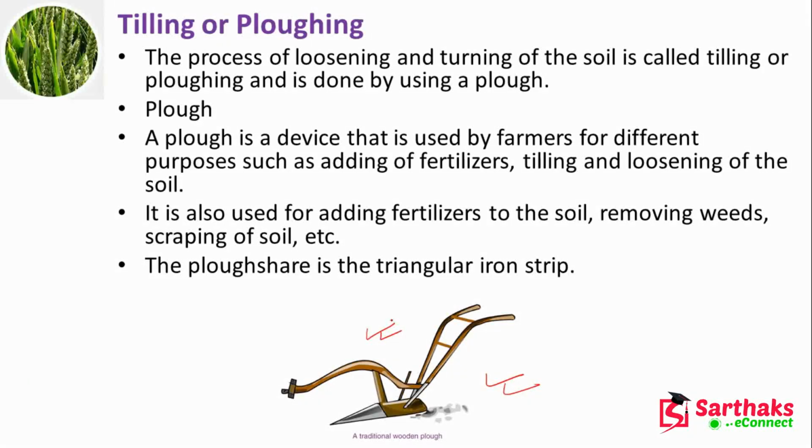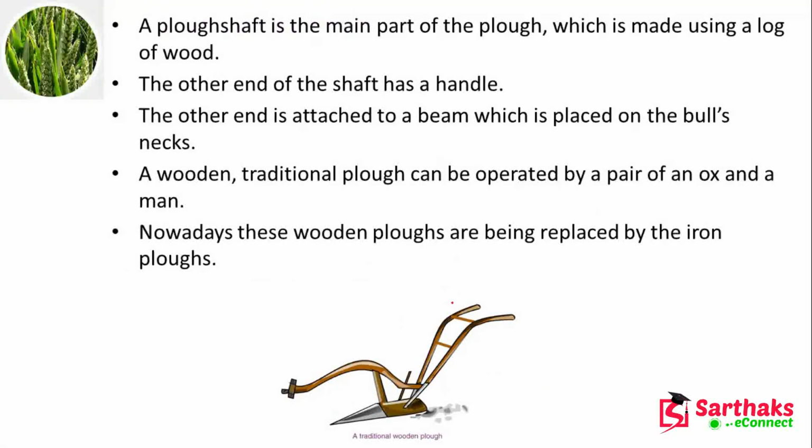The plowshare is a triangular iron strip. And this plow shaft is the main part of the plow, which is made using a log of wood. The other end of the shaft has a handle. This is the handle, and the other end is attached to a beam which is placed on the bull's neck.